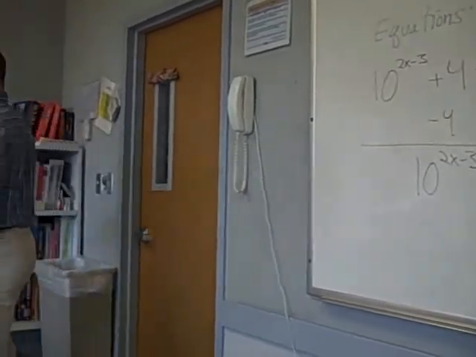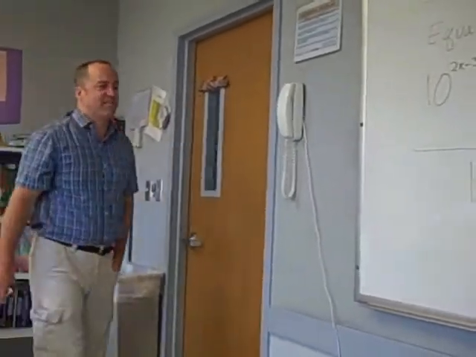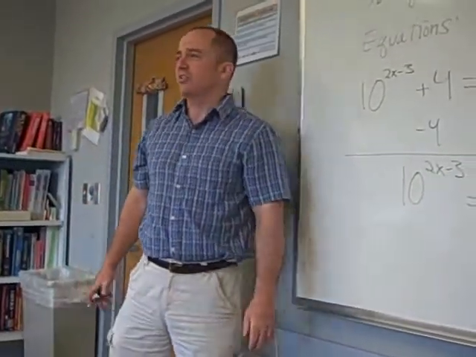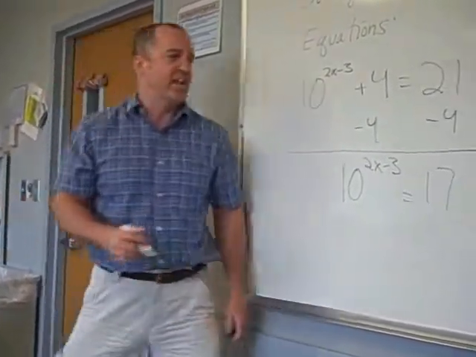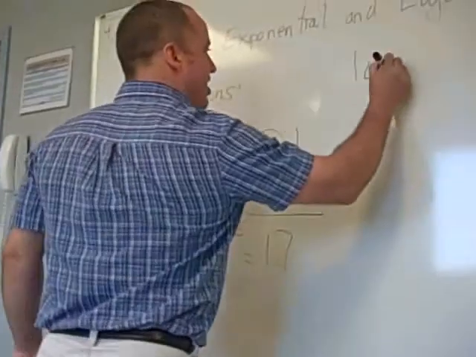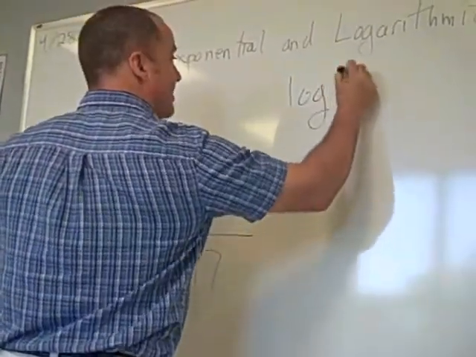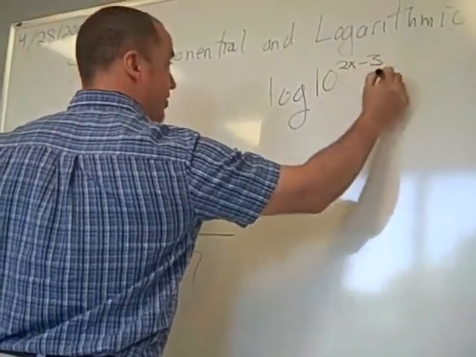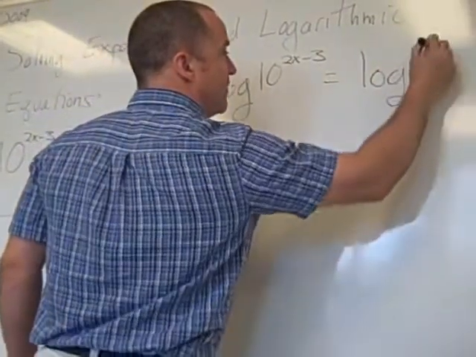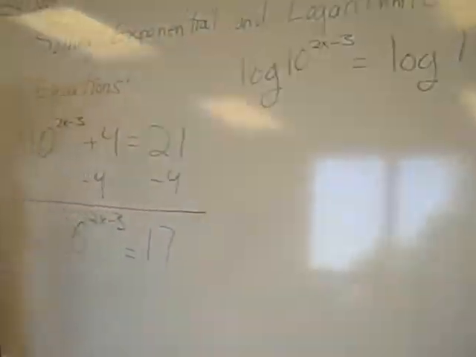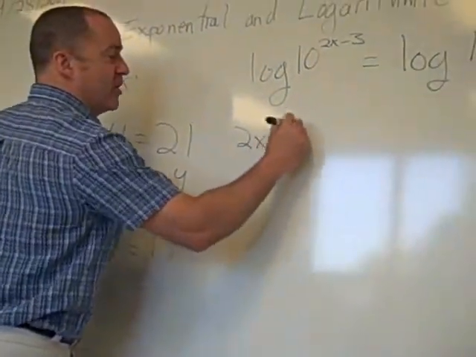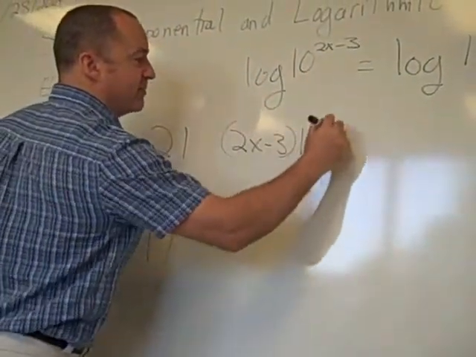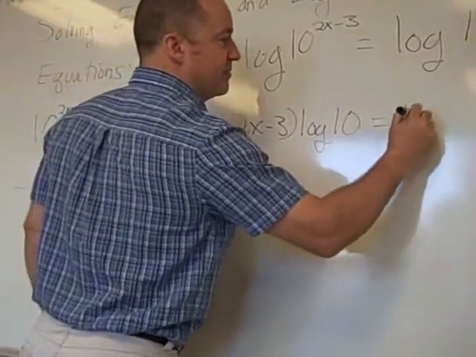We're going to need our calculator because that's 17 on the other side, and this base is 10. So what log do you think we should use? What base logarithm do you think we should use on both sides? Saul's got the question. Good. So that's log base 10 of 10 to the 2x minus 3 equals log 17. This lets me whoosh down the exponent, which I'm going to write in parentheses.